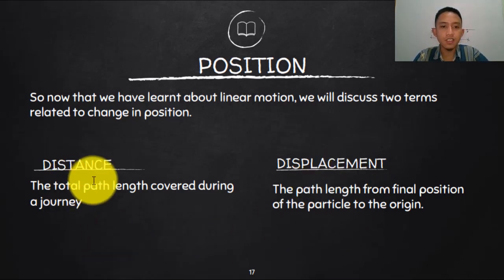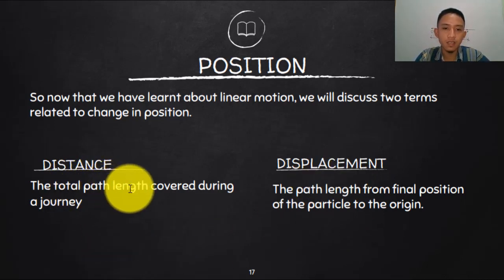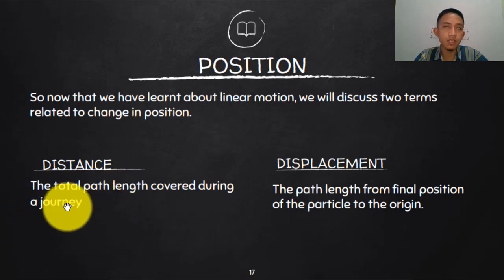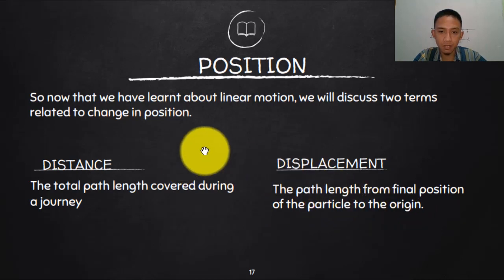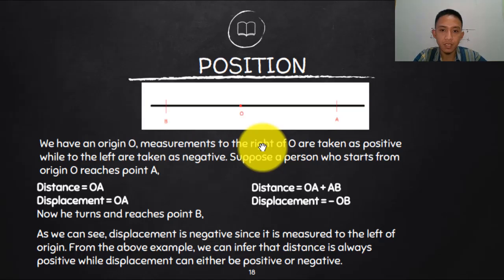If you say distance, that is the total path length covered during a journey. That is just the length of the journey or the motion. Displacement is the path length from the final position of the particle to the origin. So how will we differentiate these? Let's try an example.